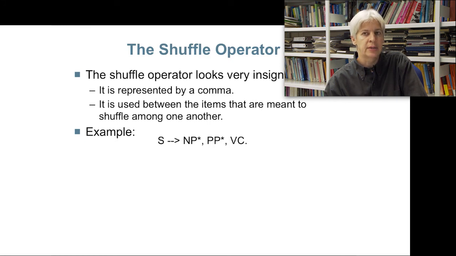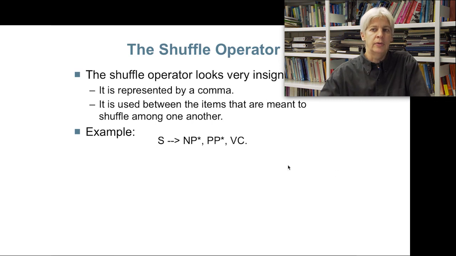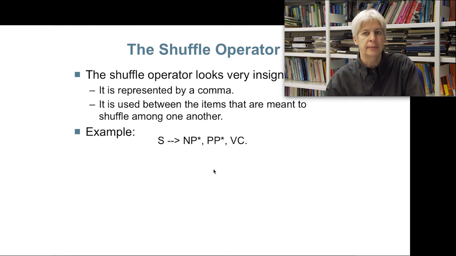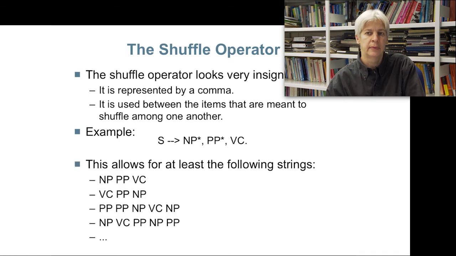I've left off the annotations. So we've got an S going to an NP, Kleene star meaning 0 or any number of NPs, a PP, 0 or any number of PPs, and a VC, which stands for verbal complex. So this would be a verb plus its auxiliaries or complex predicates or what have you. And you can see the comma is here. So NP star, comma, PP star, comma. And what this results in is at least the following strings. Okay, and I've put 3 dots there because you can have all kinds of other strings.